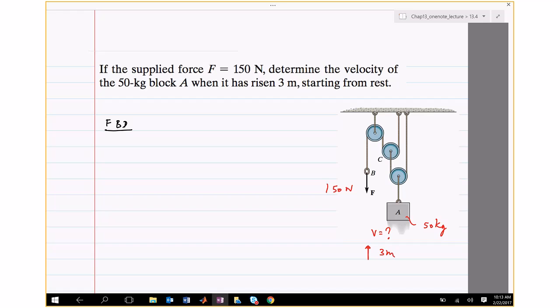So I'll start with, let's call this A, B, C, let's call this pulley D, and let's call this pulley E. So let's draw a free body diagram for E.